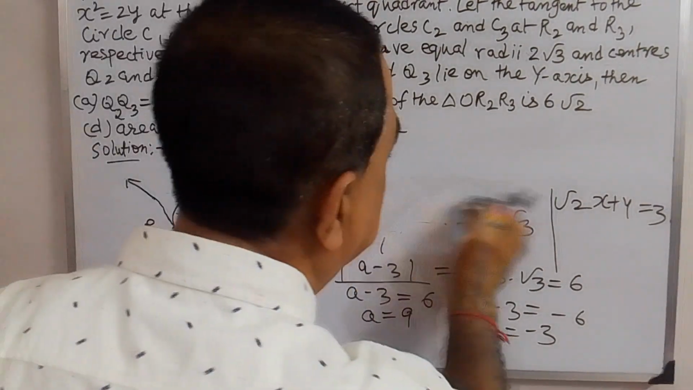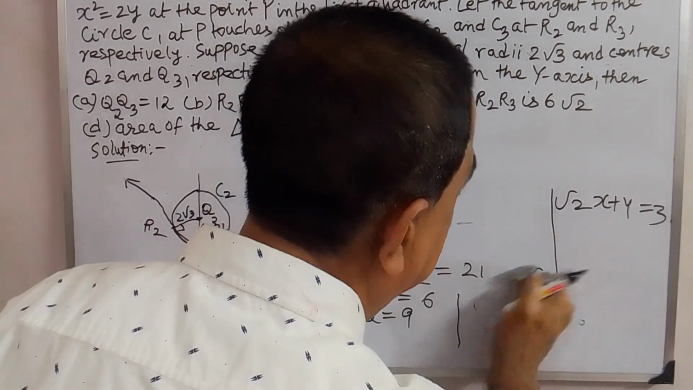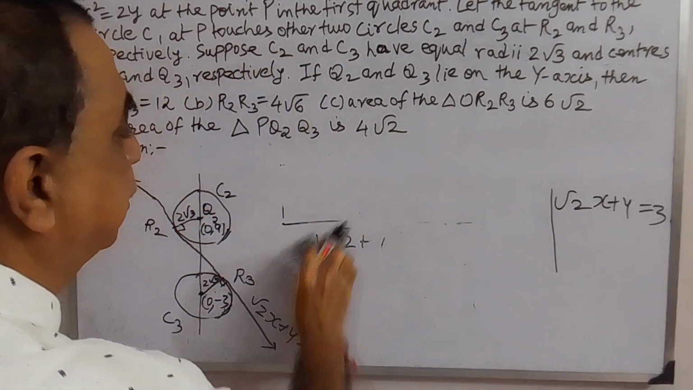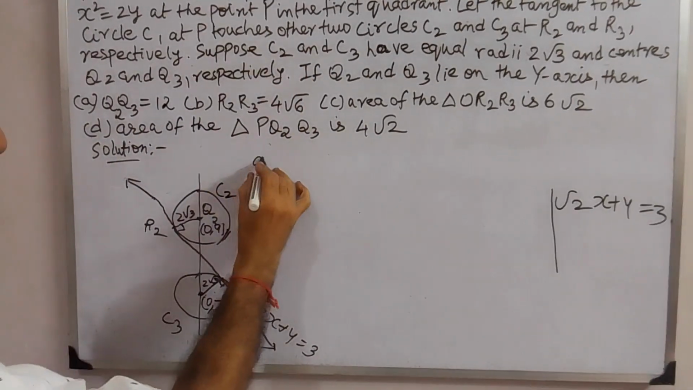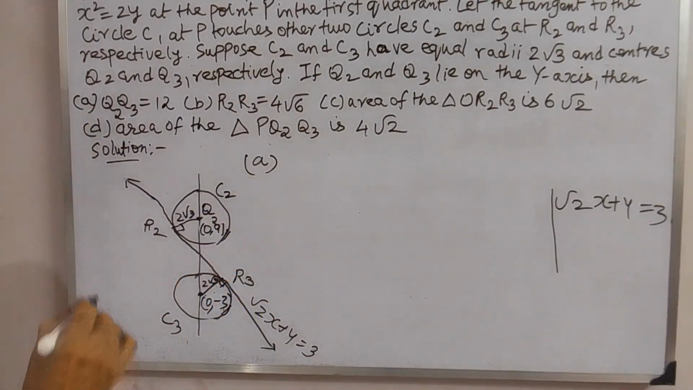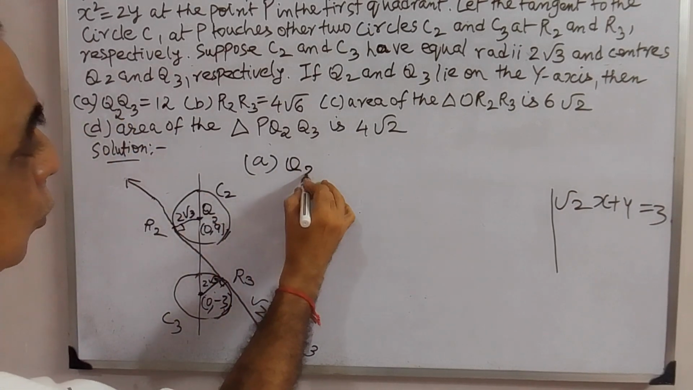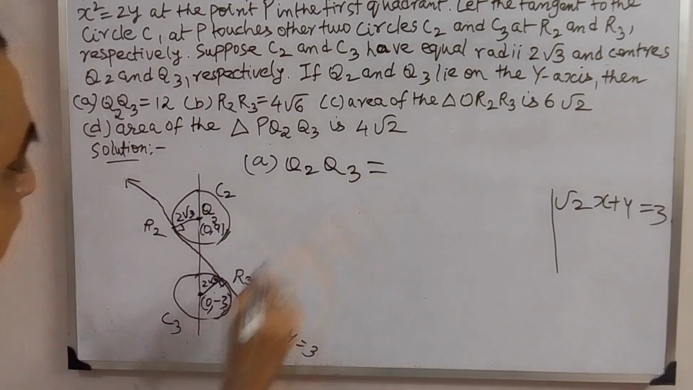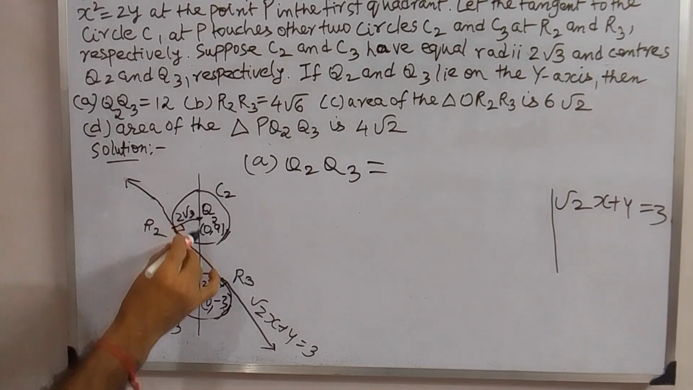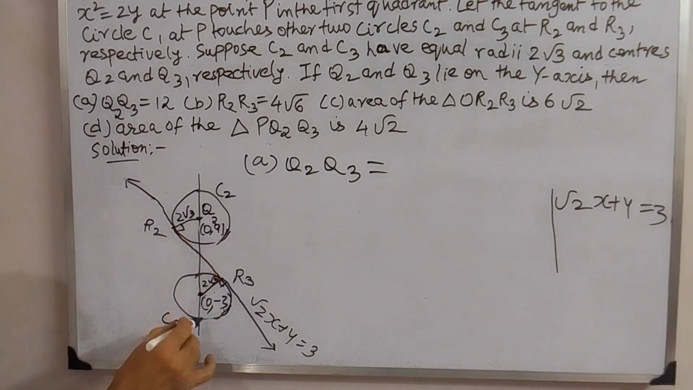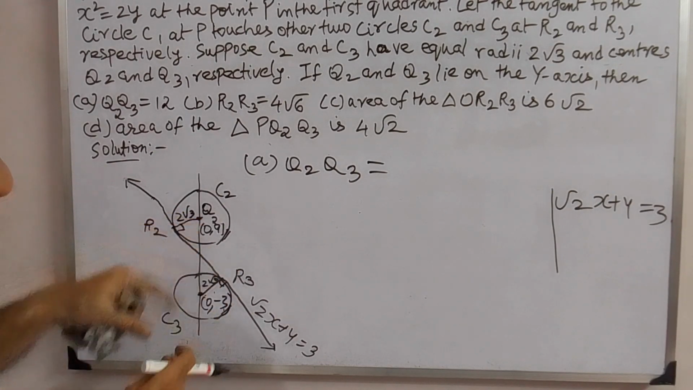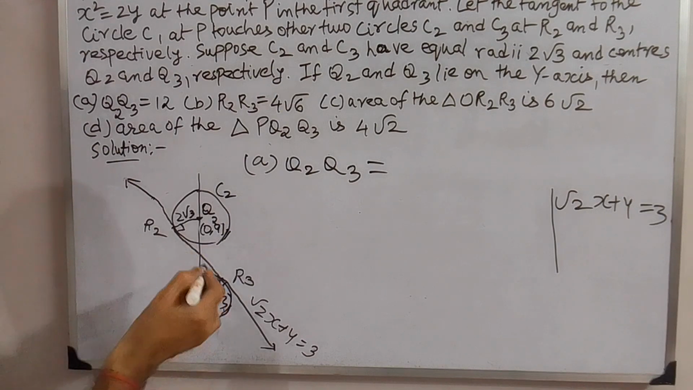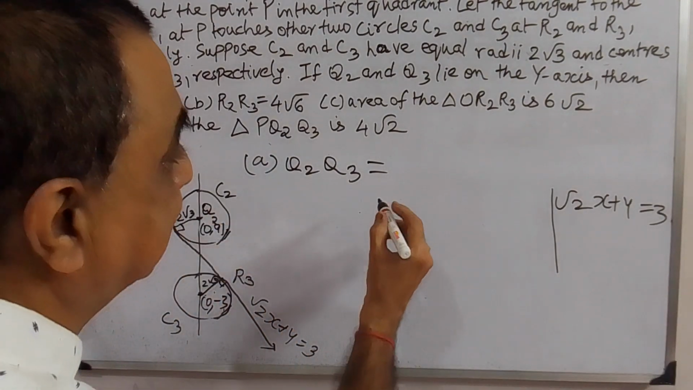Now we are checking the options. See here, first option A. In A, the Q2 Q3 distance is asked. Here the x coordinates of Q2 and Q3 are 0, 0. So the distance between Q2 and Q3 will be the difference of the y coordinates, because the x coordinates are both 0. It is lying on the y axis.